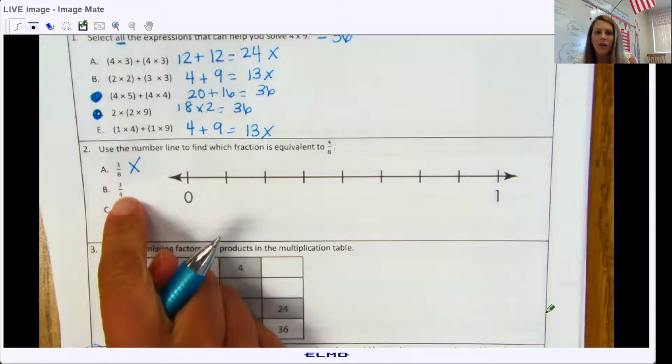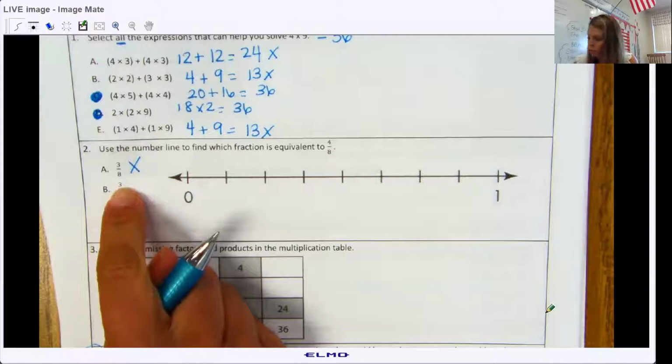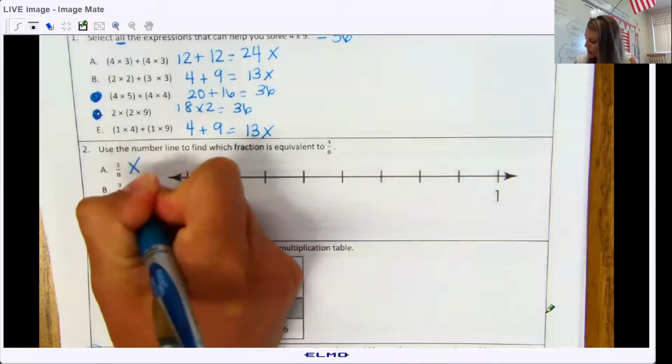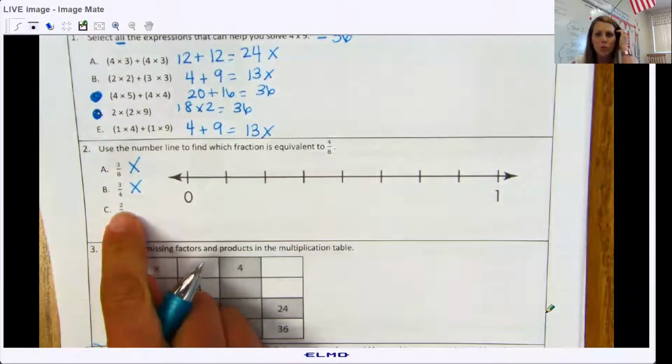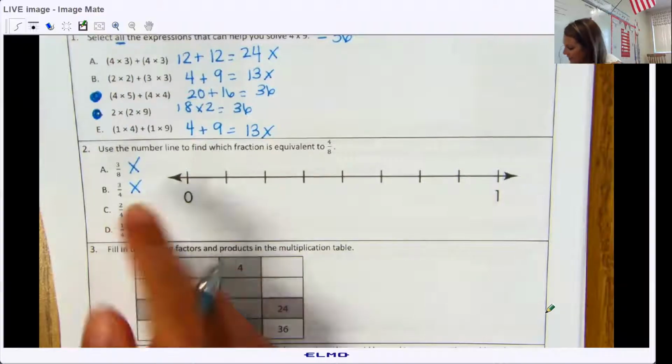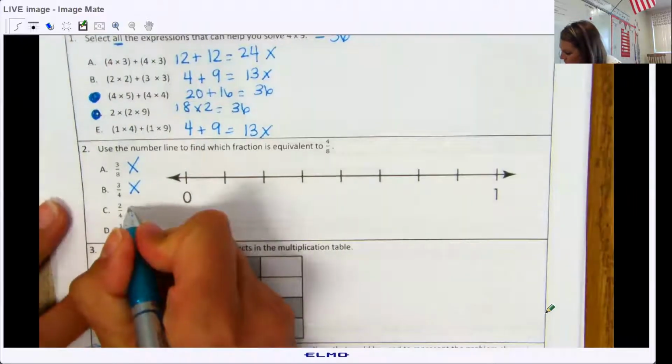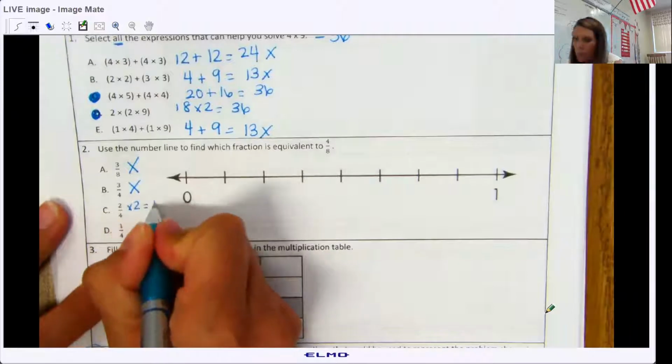Here's another one with a 3 for the numerator. We can't multiply 3 by anything to equal 4. So we know that can't be right. All right, let's look at 2. Can you multiply 2 by something to get 4? What can you multiply it by? 2, right? So 2 times 2 equals 4.